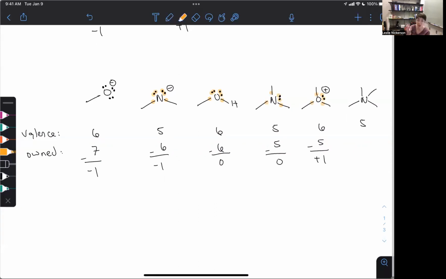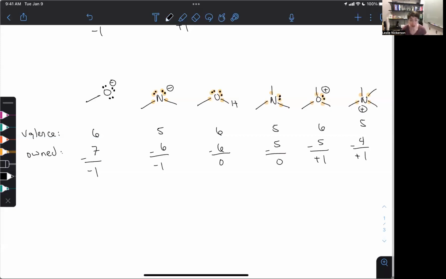And then our nitrogen, keep in mind this does not have any lone pairs. The way to check that is you just count up how many electrons total are around it. So 1, 2, 3, 4, 5, 6, 7, 8. If we added a lone pair there, we'd get up to 10. That's exceeding the octet, which we cannot do. So this nitrogen does not have lone pairs on it. It just has 4 owned electrons. So that's also going to be a +1 charge on that nitrogen.